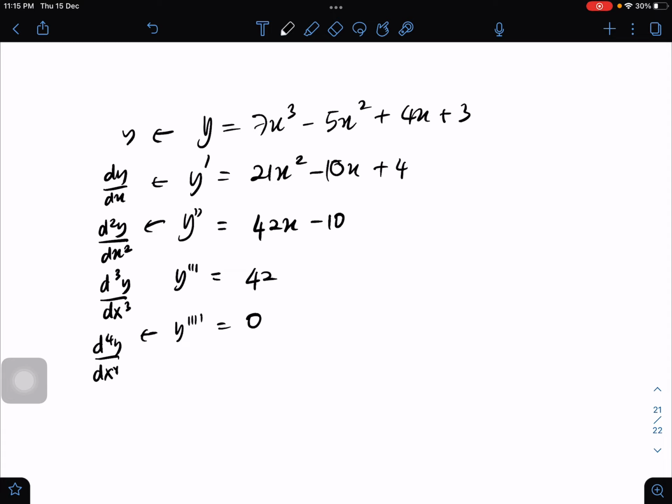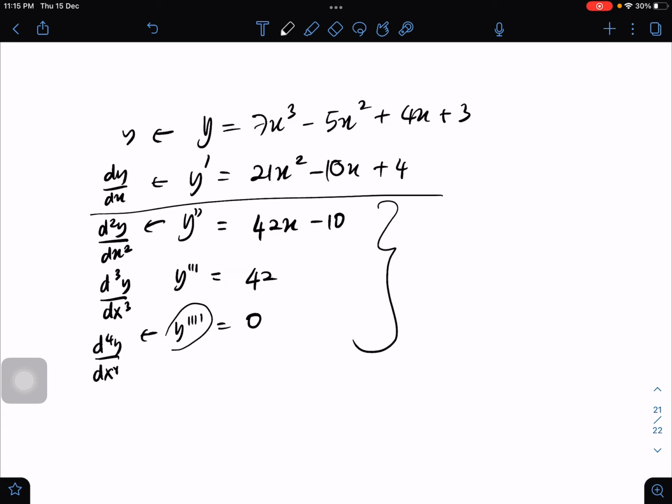So that's the end. You can differentiate this up to the fourth derivative. When we have more than one derivative, all of this is called a higher order derivative, which means we differentiate the function more than one time.